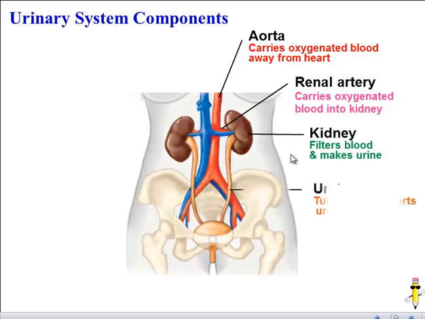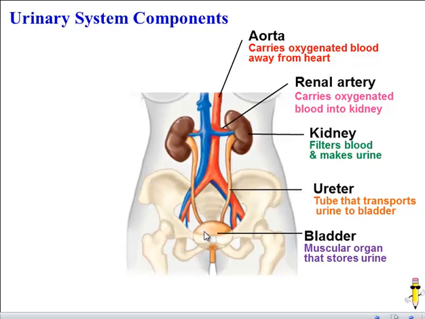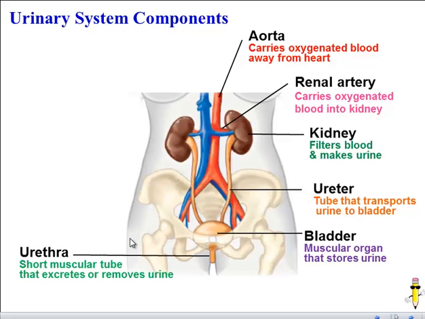Once the urine is made, it is going to be transported through the ureter, and there are 2 ureters, one for each kidney. And then it will be stored, the urine, in the bladder. The bladder is a thick muscular organ, hence its storage capacities. And finally, the urine will be expelled through the urethra, which is a short muscular tube.